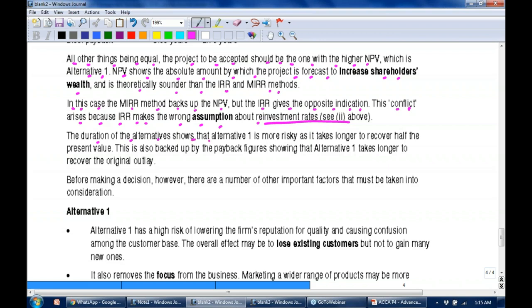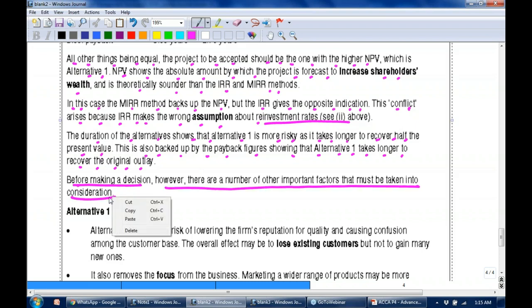The duration of the alternative shows that alternative one is more risky, as it takes longer to recover half the present value. This is also backed up by the payback figures, showing alternative one takes longer to recover the original outlay. Before making a final decision, however, a number of other important factors must be taken into consideration. Other factors.